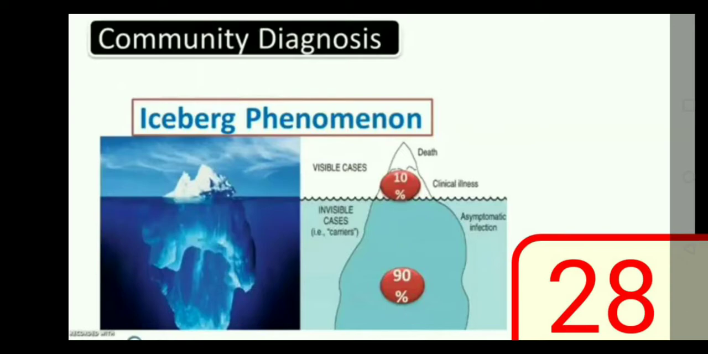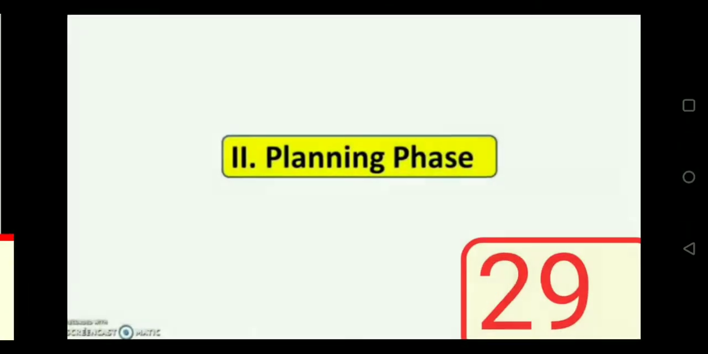So the iceberg phenomenon states that 90% of cases are under the water, which we call invisible cases, and whichever part we can see, we call visible cases. In the visible cases you can observe the clinical features, but in the 90% invisible cases, most of the people won't be showing any signs and symptoms or clinical features.